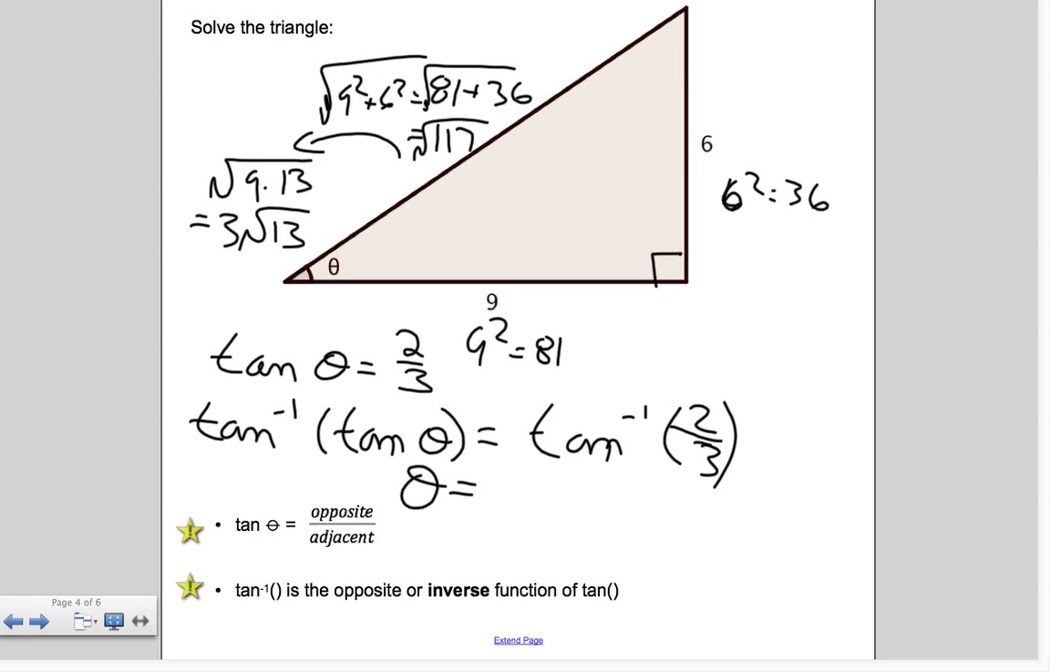Yeah, so it's opposite over adjacent, which is 6 over 9. So reduce it to 2/3. Depending on your calculator, you either have to do 2 divided by 3 first to get 0.6666, and then every calculator has a tan button. You have to do shift tan. In other words, if you look at your calculator, you see tan, and above it you should have tan minus 1.